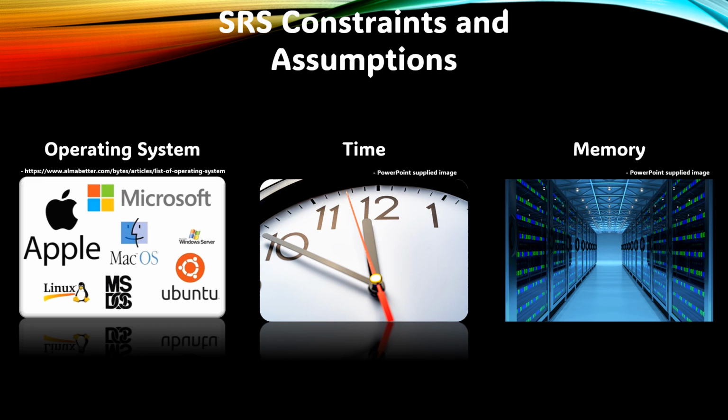Hardware, memory, and standard requirements might also be constraints that limit software development. Assumptions are also added to this section. These could include any assumptions that, if not taken seriously, could cause issues during the software development process.